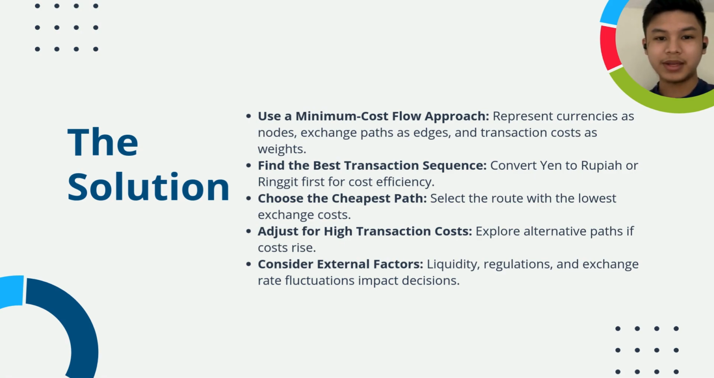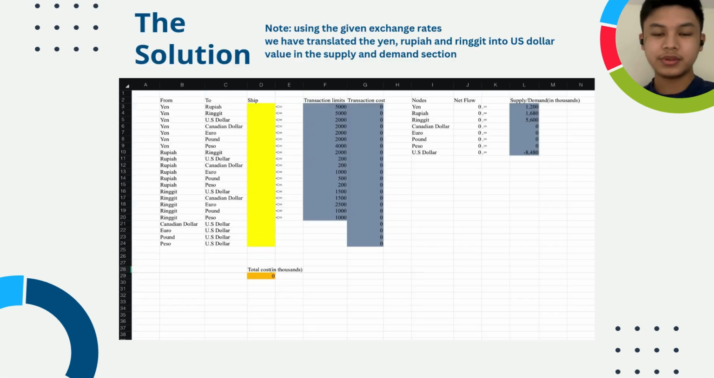So for this problem, we must use the minimum cost flow approach, where we use the currencies as nodes, exchange paths as edges, and transaction limits as the capacity. By using this model, we will find the best transaction sequence, choose the cheapest path, and adjust for high transaction costs. So this is what our model looks like.